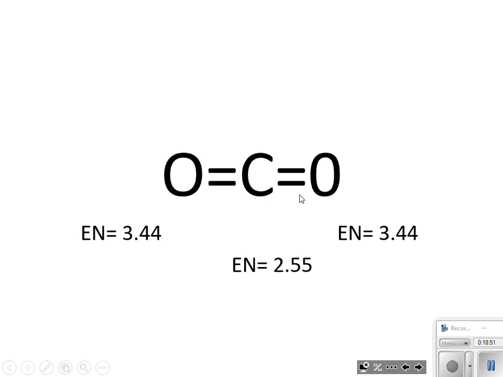So, who is winning the tug of war between these four electrons? Oxygen. Now, we're going to break it down, okay? So, we're looking at this bond right here. Who's winning the pull for those four electrons? Oxygen. What about this one? Who's winning the pull for those four electrons? Oxygen. So when I put in my partials, both ends are going to have partial negatives. The middle is going to be a partial positive.